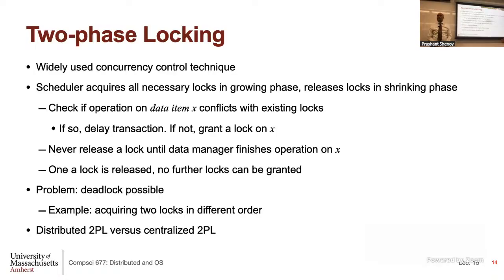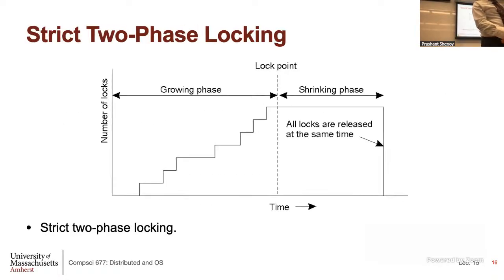Is this clear? Okay. So that's two-phase locking. There's a version of two-phase locking called strict two-phase locking. In strict two-phase locking, the growing phase is identical, but then you wait until the end of the transaction and you release all locks at once.